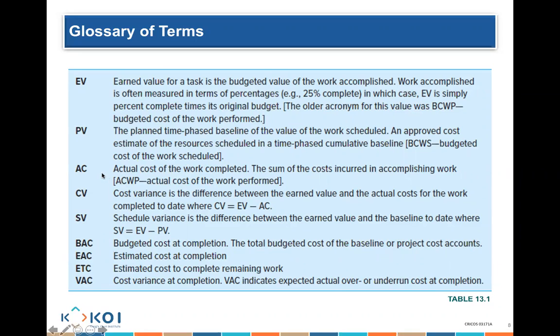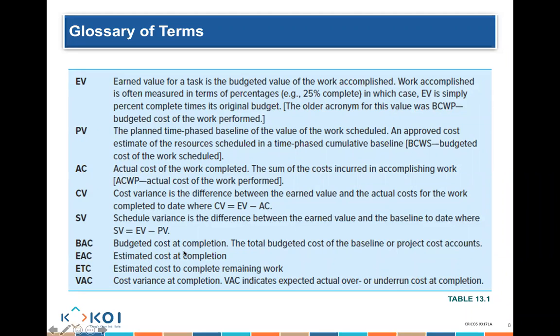The actual cost is how much things are actually costing me. The cost variance is a comparison between what I've earned minus the actual cost. The schedule variance is a comparison of what I've earned to what I was planning to earn at that point of time.